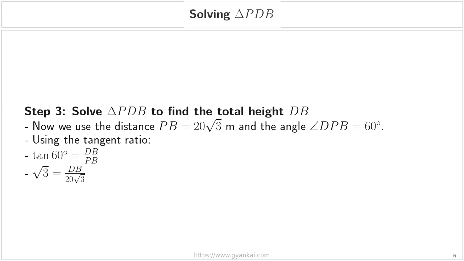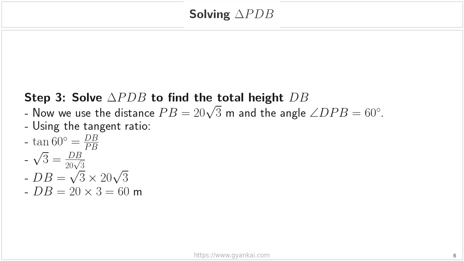So, our equation becomes root 3 equals DB divided by 20 root 3. To isolate DB, we multiply both sides by 20 root 3. This gives us DB equals root 3 times 20 root 3. When we multiply these together, the square roots cancel out, leaving us with 20 times 3, which results in a total height of 60 meters. Keep this value in mind, because in the next slide, we will perform one final subtraction to find the height of just the flagstaff itself.